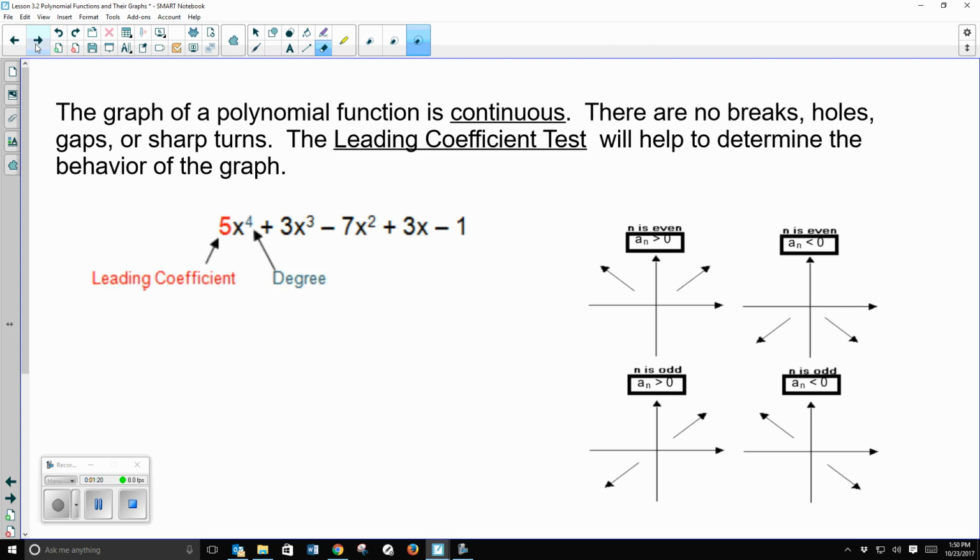If it's odd, I think of the parent function f of x equals x cubed. Well, it falls to the left and rises to the right if the leading coefficient is positive. If the leading coefficient is negative, then that flips and it rises to the left and falls to the right. So if you can remember that, and one other little thing that we'll talk about in a minute, it'll help you figure out what the graph should look like, to be able to sketch the graph.